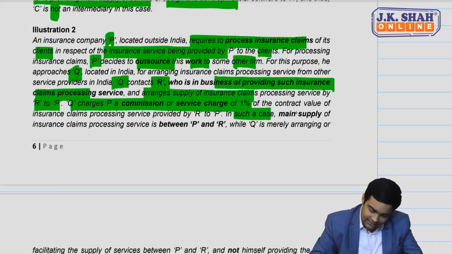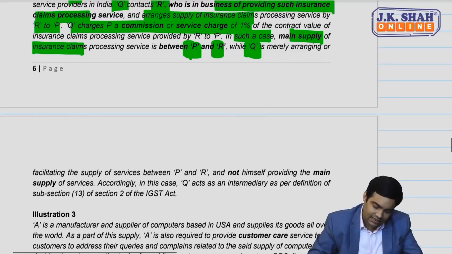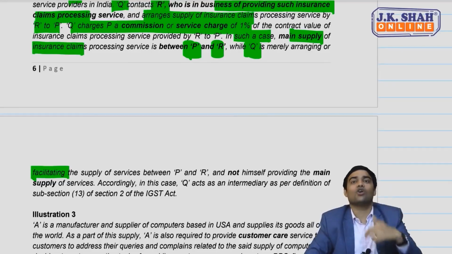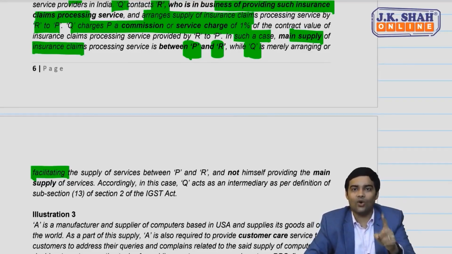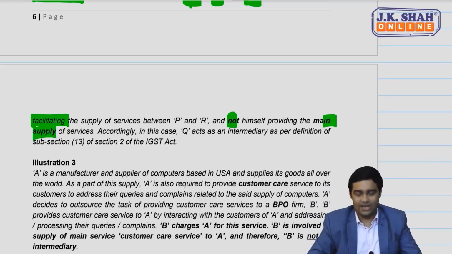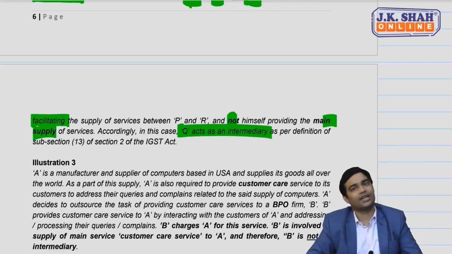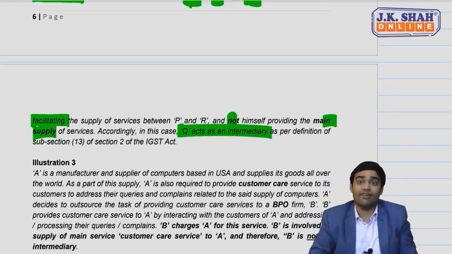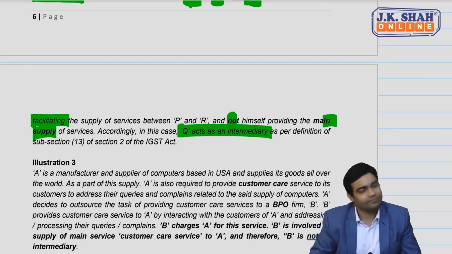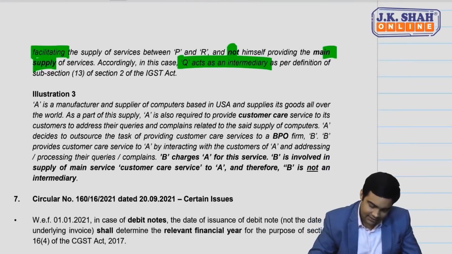In such a case, the main supply of insurance claim processing is between P and R. Q is merely facilitating. Now Q is only facilitating. They are not providing the service on their own account. In such cases, he is not providing the main service, and that's why Q is an intermediary. Clear? You have to check whether the person is providing the main service to the end user. Okay.